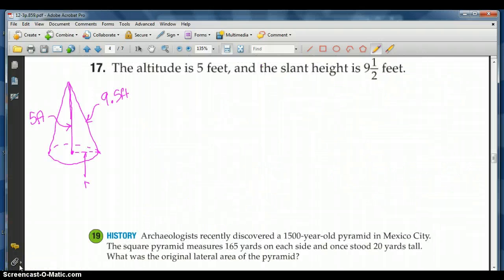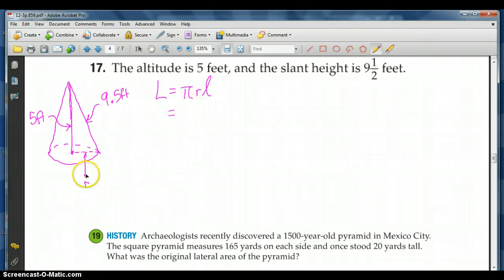Number 17, the altitude is 5 feet and the slant height is 9.5 feet. So, first thing, we need to make our diagram just as I've done here. And I have the altitude, which would be from the base straight up, perpendicular to the base, to the vertex of the cone. And my slant height is 9.5 feet. So my lateral area is equal to pi r l.